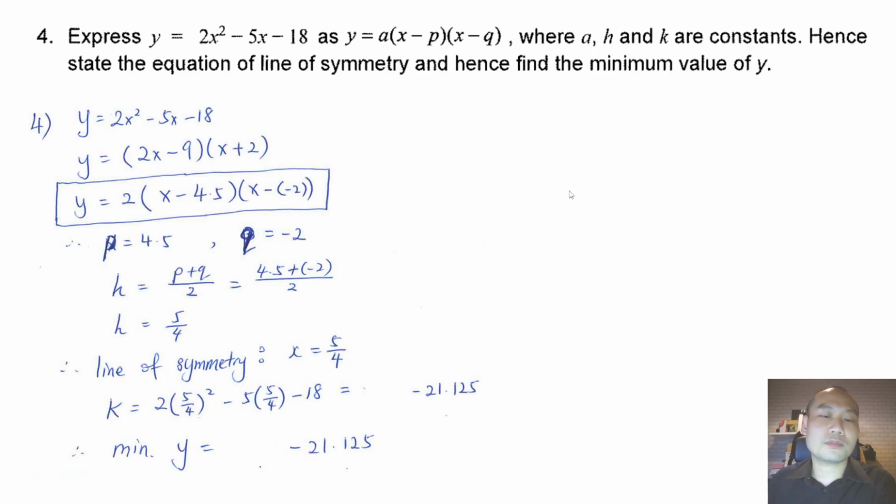Here we go. Of course we need to find k in order to get the minimum value of y. So how to get k? I just take my value of h, substitute it back into my original equation, and my k is negative 21.125. You can write it in a fraction form, it is okay as well. That means that my minimum y is actually negative 21.125. So that's how we do this question.